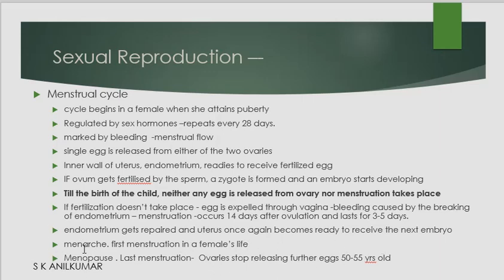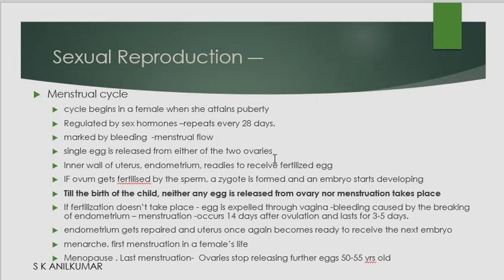So, menarche and menopause. Now this endometrium, though it breaks around day 14 in the menstrual cycle, regenerates. It repairs and becomes ready to receive the next embryo in the next 14 to 15 days. So that is why the menstrual cycle is 28 days.